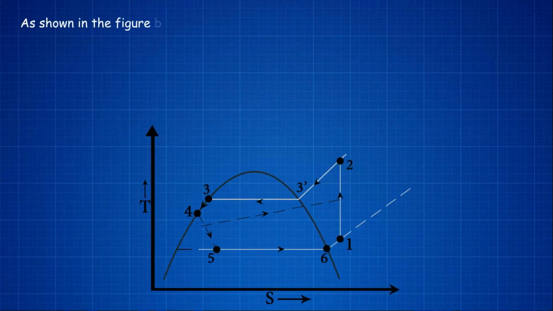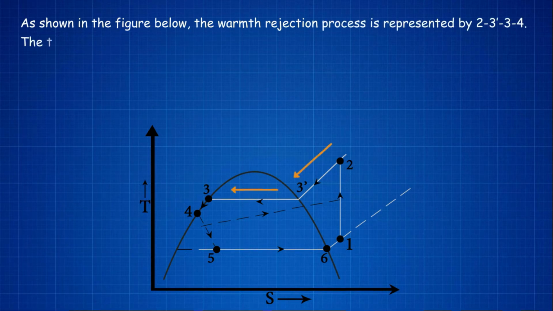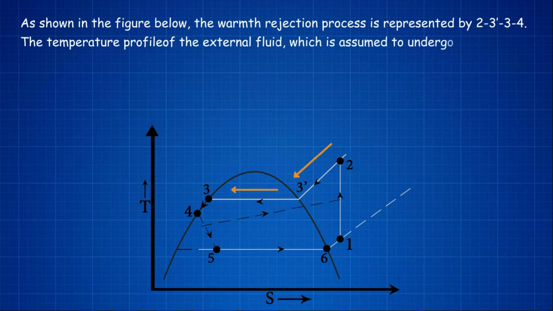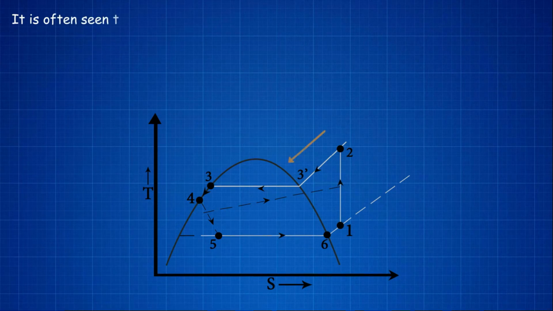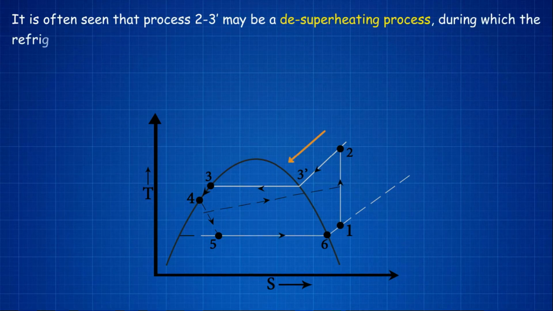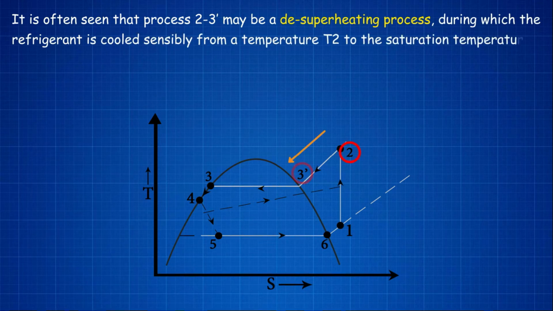As shown in the figure, the heat rejection process is represented by 2 to 3 and 3 to 4. The temperature profile of the external fluid, which is assumed to undergo only sensible heat transfer, is shown by a dashed line. Process 2 to 3 is a desuperheating process, in which the refrigerant is cooled sensibly from a temperature T2 to the saturation temperature corresponding to the condensing pressure, T3.